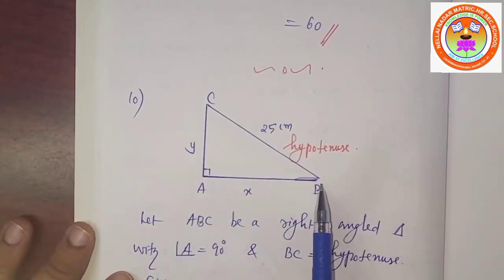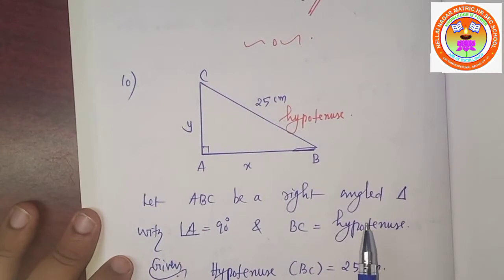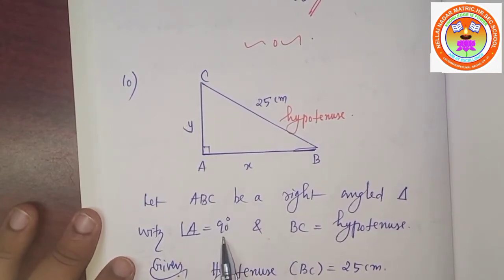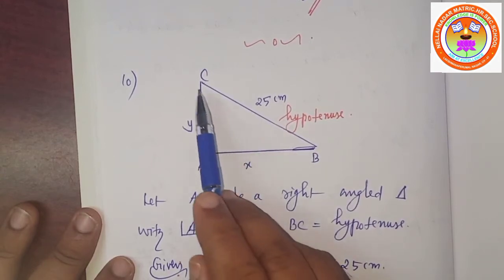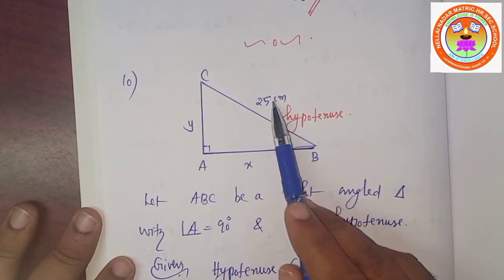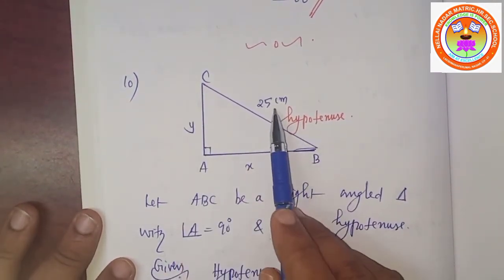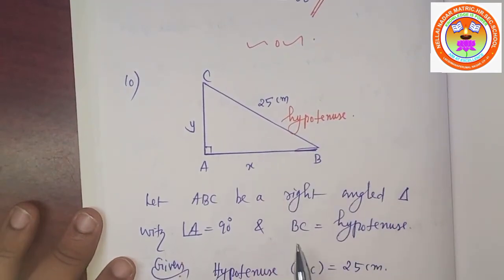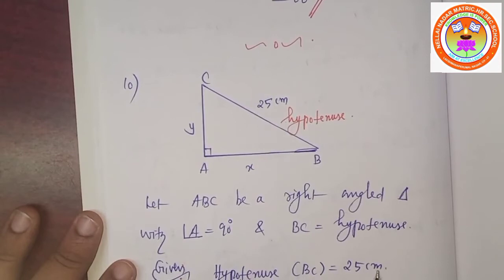I consider ABC to be a right angle triangle with angle A as 90 degree. You know, in a right angle triangle, the side opposite to 90 degree is called the hypotenuse. So which side is the hypotenuse? BC is the hypotenuse whose length is 25 centimeter. That is given in the question itself. Length of the hypotenuse equals 25 centimeter.